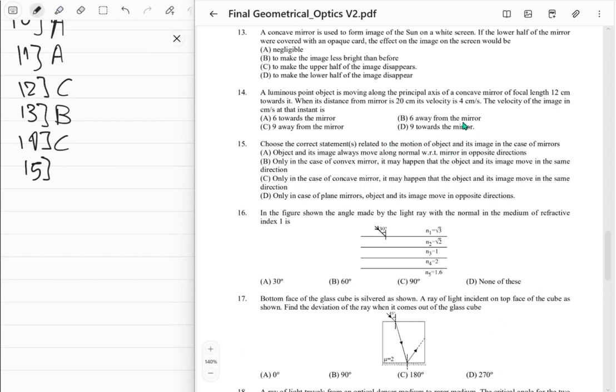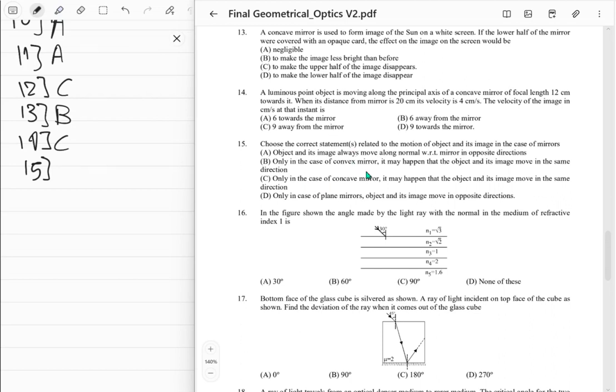Correct statements related to the motion of the object and its image in the case of mirrors. Object and image always move along the normal with respect to the mirror in the opposite direction. Move along the normal? No, they also have a y-coordinate velocity. Oh wait, you didn't say if it's convex or concave, right? So no, this is wrong. No, this is not correct.